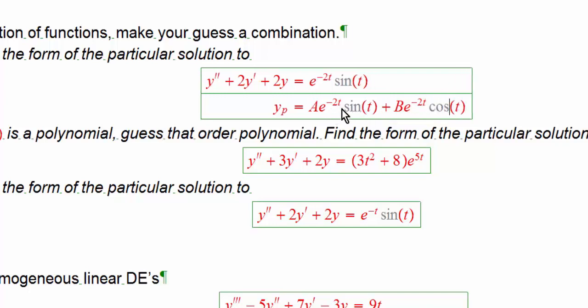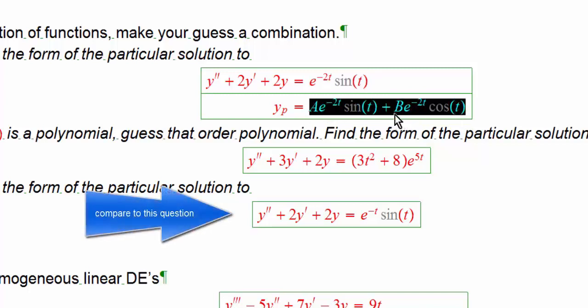cosine. So I know that I need an e to the minus 2t, and if I differentiate that and differentiate it again, the e to the minus 2t part's not going away. The sine could become a cos, so I think I need both of these pieces. Now, is that a good guess?